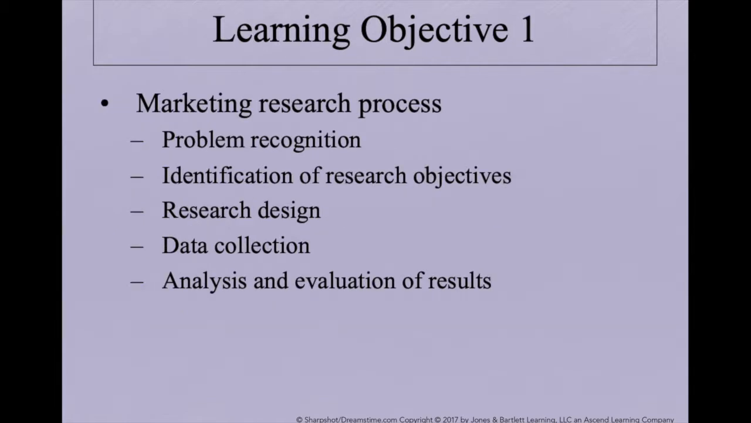Marketing research process. There are 5 stages to this process, the first one being problem recognition, the second being identification of research objectives. Third, research design. Fourth is data collection. And the fifth stage is analysis and evaluation of results.